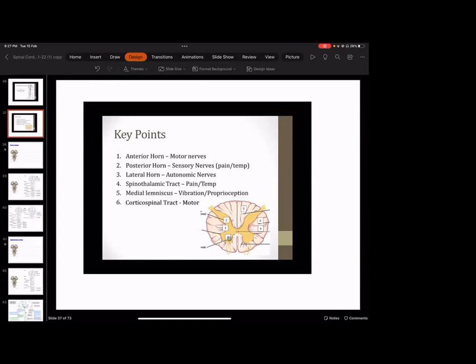Then you have the posterior horn, which is your sensory nerves right here, pain and temperature and everything. Your lateral horn is autonomic or sympathetic nerves, and can lead to Horner syndrome, usually in the thoracic region. You have your spinothalamic tract, which would be over here, which is your pain and temperature. You have your medial lemniscus tract, your dorsal tract, which is at the back here, and carries vibration and proprioception. You have your corticospinal tract, which is out here, which is for your motor function, and damage to this causes upper motor neuron lesions.